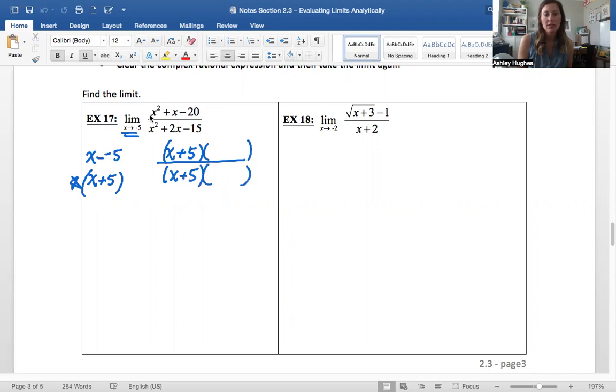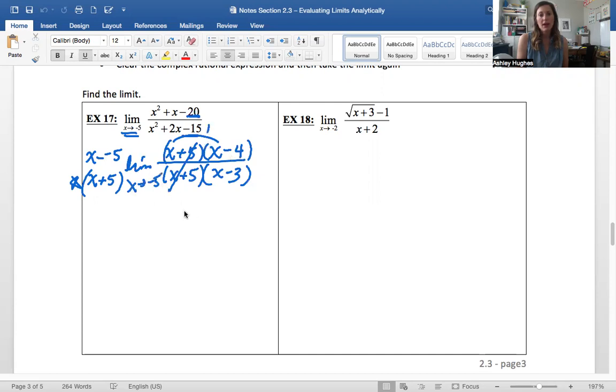Well, if this top one is x plus 5, the only way I'm going to get x squared is if I have x times x. And the only way to get negative 20 is if I have 5 times negative 4. So let's test it out. If I did x times x squared, this would be minus 4x plus 5x gives me this plus x minus 20. Here, I want to see what I need to get negative 15. That would be minus 3. So these factor out, simplify to be 1.